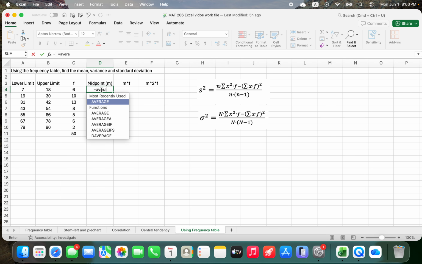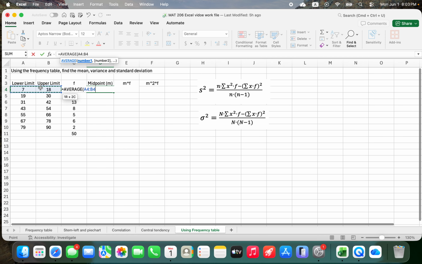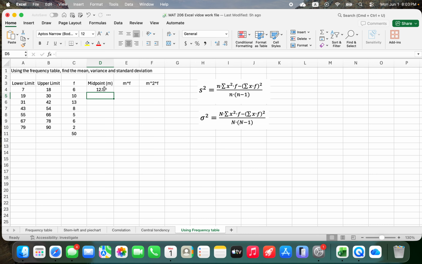So average between lower limit and upper limit. And then copy this down. And now all those points are our midpoint values here. So instead we consider the actual data. We just think there are 12.5 appearing 6 times, 24.5 appearing 10 times, and 36.5 appearing 13 times, like that.